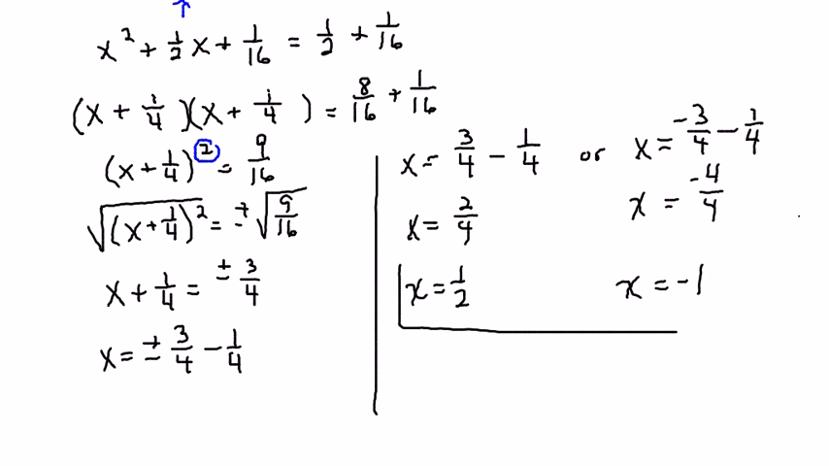You can check your answers if you like in the original problem. When you get rational answers like this, when there's no roots, that means that we could have in fact factored to solve. But this is good practice completing the square.